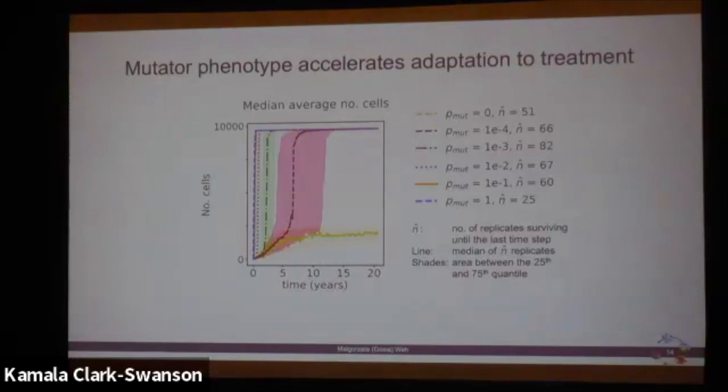However, as soon as we get any mutation, or as soon as we have probability of mutations, cells can actually accelerate adaptation to treatment, and they can achieve carrying capacity at some point in time. How fast that happens depends on the mutation rate. And so we see that cells with the highest mutation rates, the blue ones, do it fastest. So we can conclude that mutator phenotype accelerates adaptation to treatment.